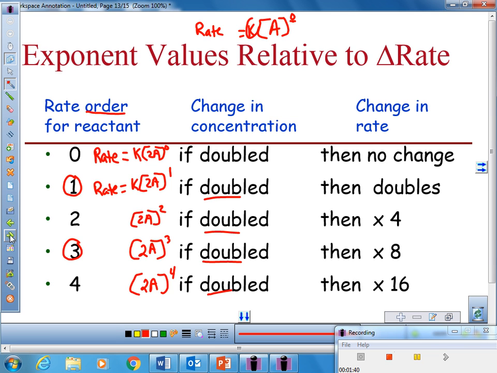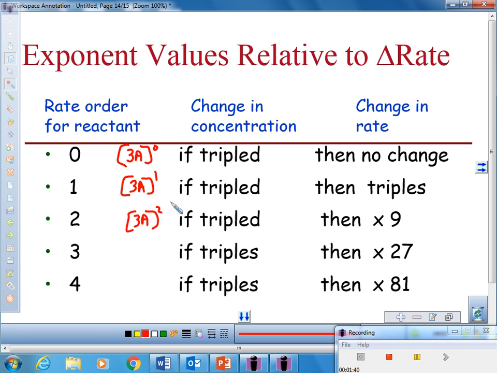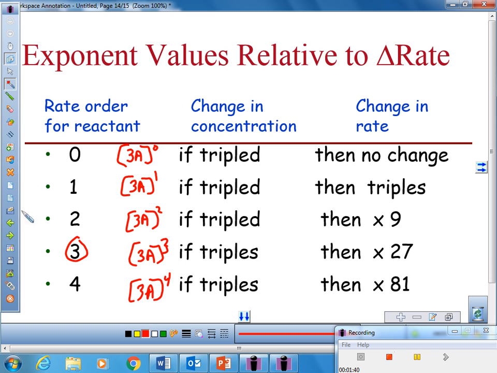So that's what all this stuff means. So if we look at tripling, tripling means I'm going to put a 3 in there. Well, if it's to the 0 order, no change. If I triple and it's first order, it's going to triple. If I triple and it's second order, it's 3 squared, 3 times 3 is 9. Hopefully you're seeing this pattern. That should be a 3 because I'm doing third order. So 3 times 3 times 3 is 27. And if it's to the fourth order, 3 times 3 times 3 times 3 is 81. So that's what the order tells us.